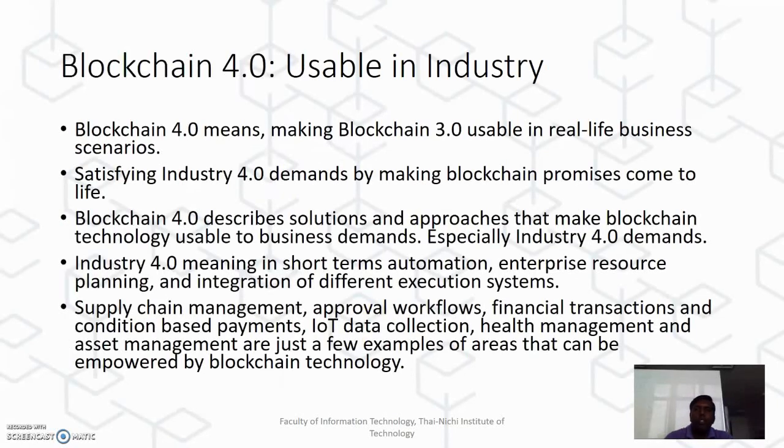And then blockchain 4.0 is about making blockchain 3.0 usable in real life business scenarios, that is, making all the advancements of blockchain 1 to 3 take a practical form. They are making it a real life scenario, making this technology usable for business demands, and for long term automation. And this can be done for many domains. There is no limitation. You can implement it in supply chain, financial transactions, IoT, health management, asset management, and many others.